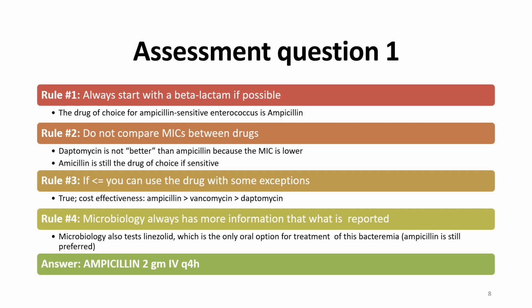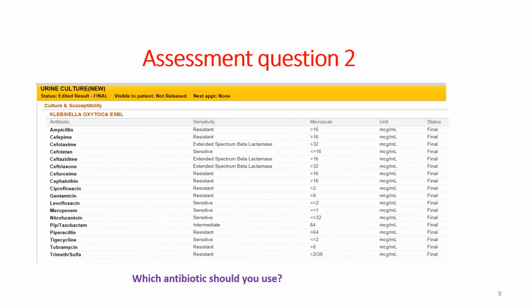And rule number four, microbiology has more information, so we can test for linezolid also, which is an oral option. But still, seeing the cost issue of linezolid, ampicillin will be the drug of choice. Various rules and parameters need to be considered while interpreting the sensitivity result for selecting the right antibiotic.